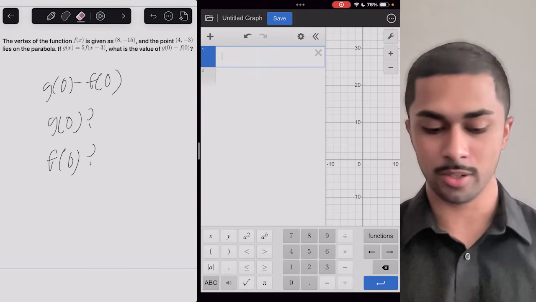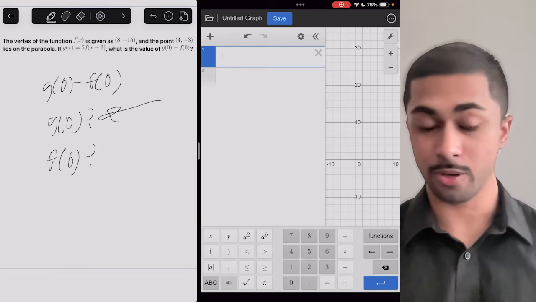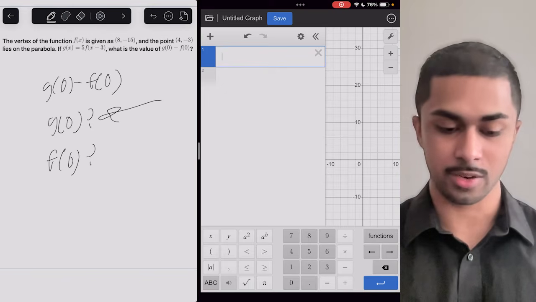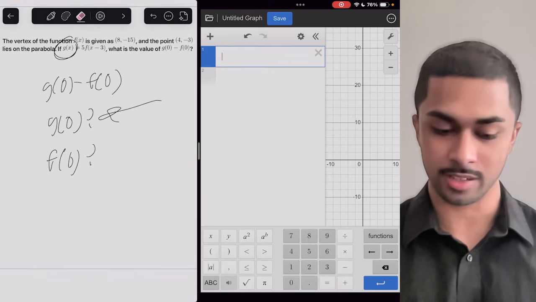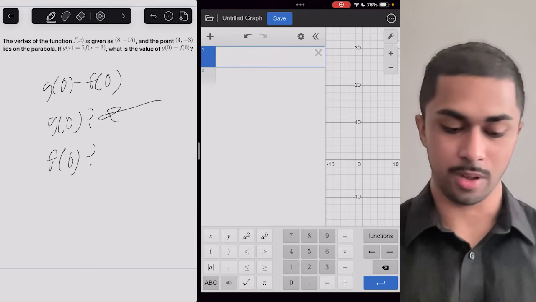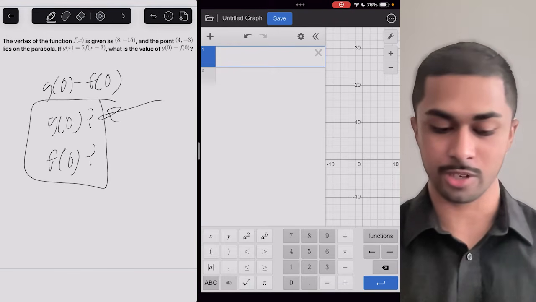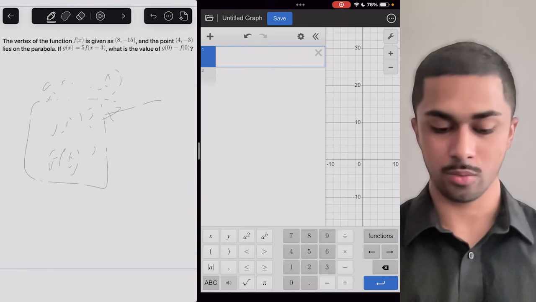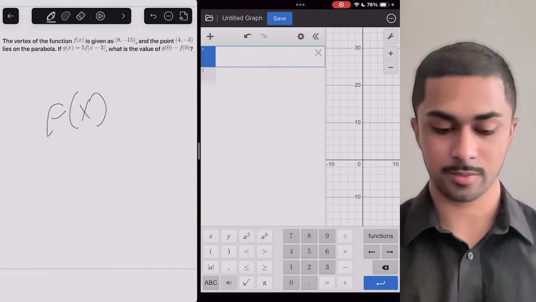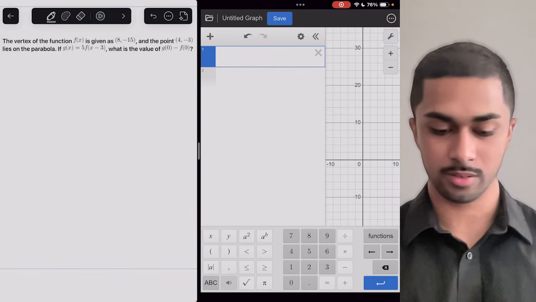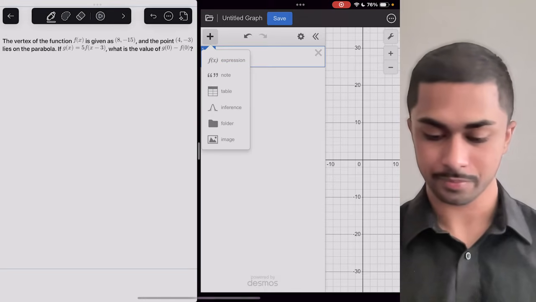Now, how would we know what g of 0 is if we knew what f of x is? If we know what f of x is, then we can just find what g of x is and plug in 0 to find g of 0. But all of these, g of 0 and f of 0, rely on knowing what f of x is. So let's solve for this. Let's figure out what function this is.